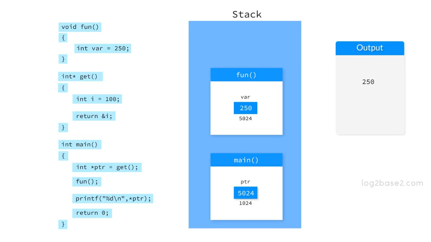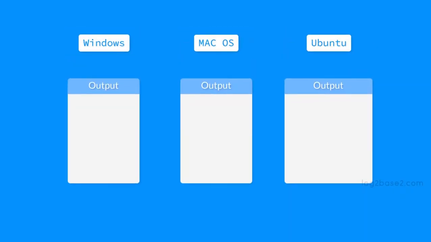We did the same experiment on different operating systems and the outputs are: in Windows 250, in Mac OS 250, in Linux it is a segmentation fault, core dumped error. This is why we should avoid dangling pointers. We can do it by making the pointer null after the use.